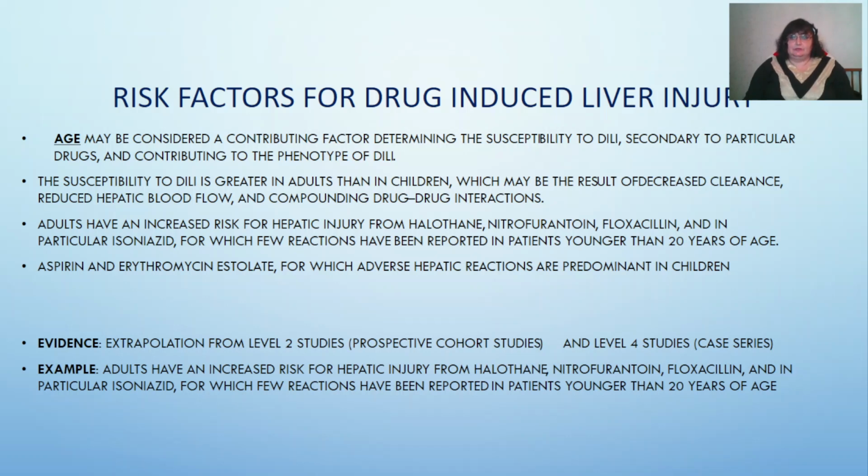You should remember it. Evidence extrapolation from level 2 studies, prospective cohort studies, and level 4 studies, case series. Example: adults have an increased risk for hepatic injury from halothane, nitrofurantoin, fluoxetine, and in particular isoniazid, for which few reactions have been reported in patients younger than 20 years of age.